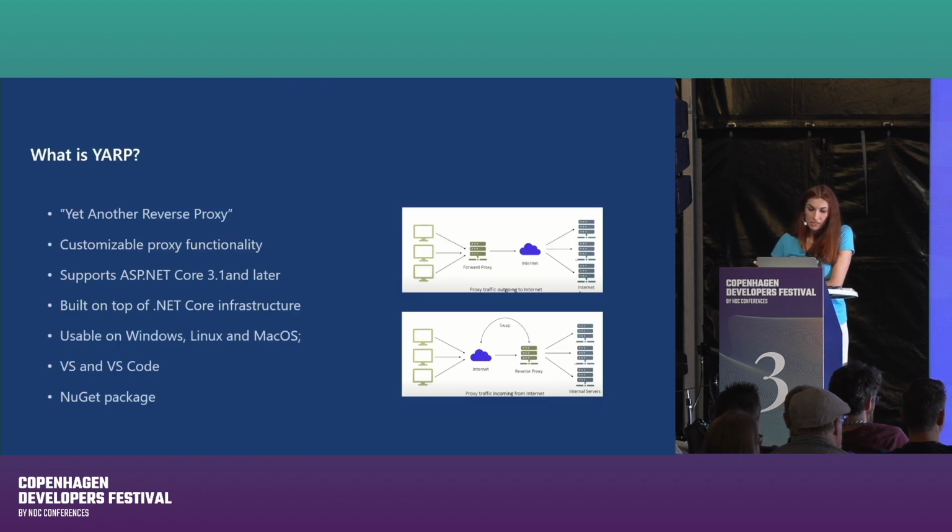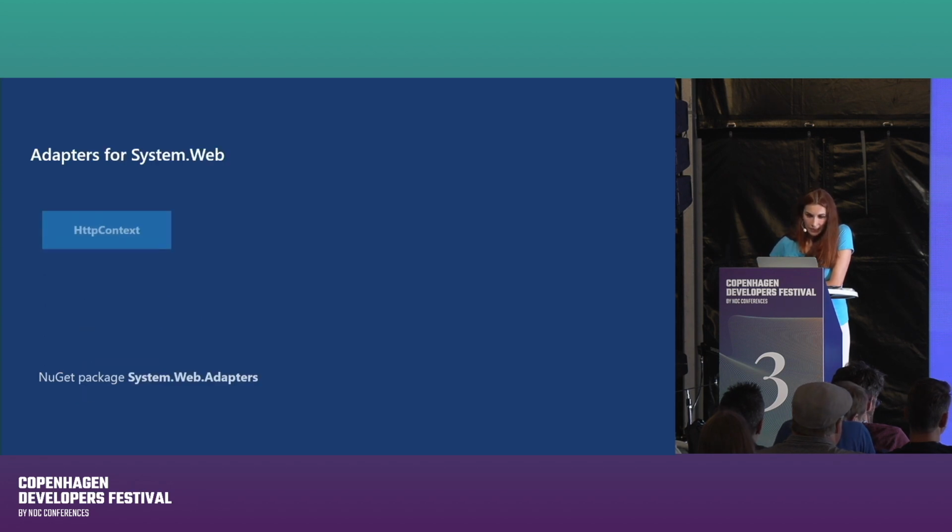It's done with YARP. YARP is yet another reverse proxy. It's customizable proxy functionality, and it supports ASP.NET Core 3.1 and later. It's available as a NuGet package, and we use it for our applications as well.